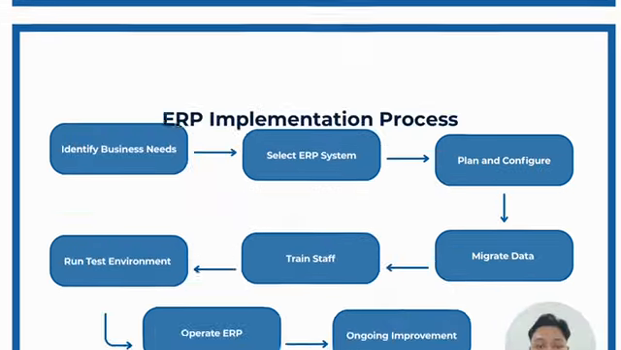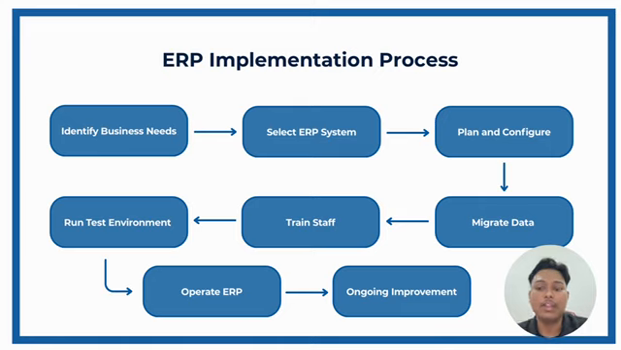ERP implementation process. ERP implementation begins by identifying the business needs. Then the system is selected, planned, and configured. Data is migrated, staff are trained, and testing is done. After going live, continuous improvement ensures the system's success.